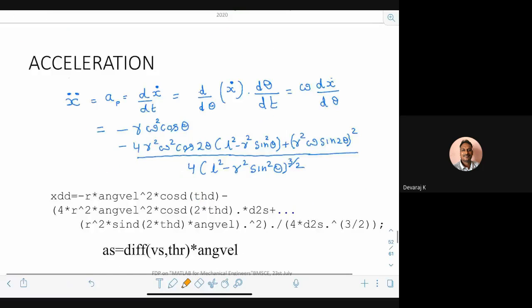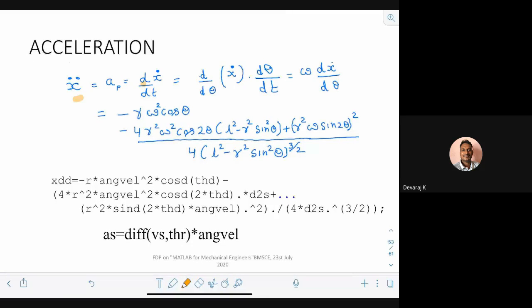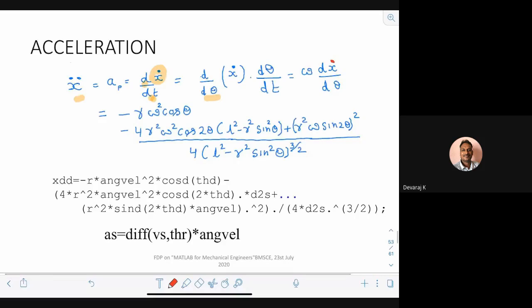Further, if you want x double dot, acceleration of piston, again, I want differentiation of velocity with respect to time. Again, it's a function of theta. So again, if you observe, I'm going to get this one as one more omega will come into picture into dx dot by d theta. So you have already an expression for x dot, and you know how much time it takes for you to differentiate and get this final expression for acceleration of piston.